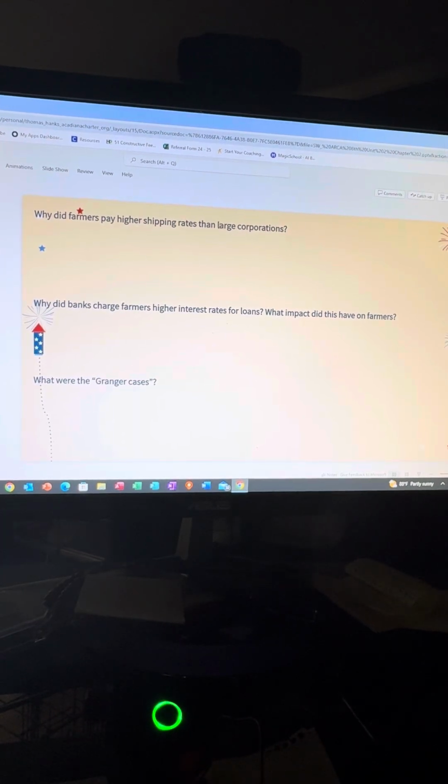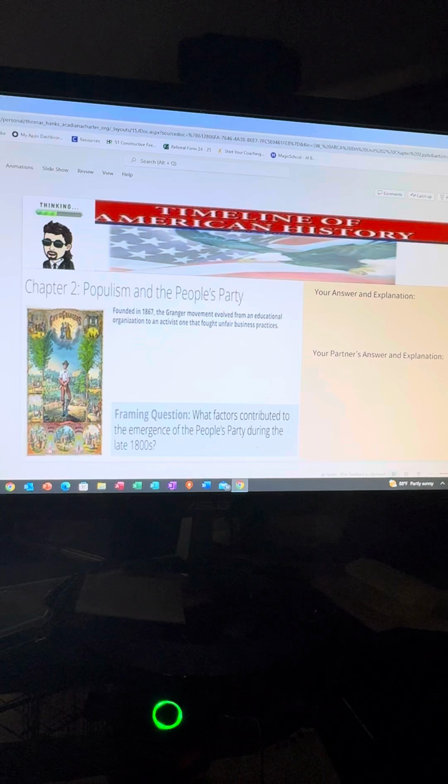Large corporations were all working together to try to snuff out any competition. The farmers were getting hit with some payback on that. Not really payback, but just blowback to them on that. Go ahead and you will take this flashcard, just this right here. Founded in 1867, the Granger movement evolved from an educational organization to an activist one that fought unfair business practices. So just from reading all that with the Farmers Alliance, you're going to be able to answer the framework question. What factors contributed to the emergence of the People's Party during the late 1800s? Go ahead and answer that in your presentation.